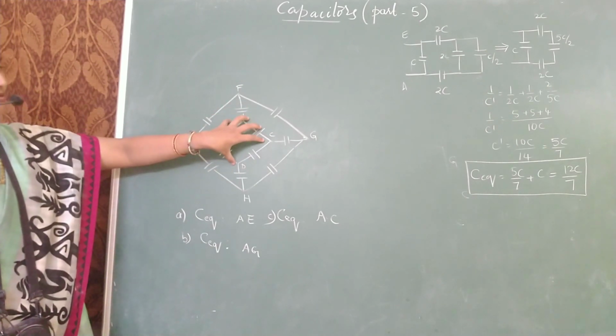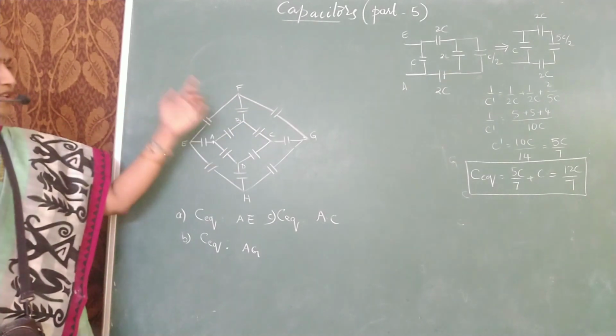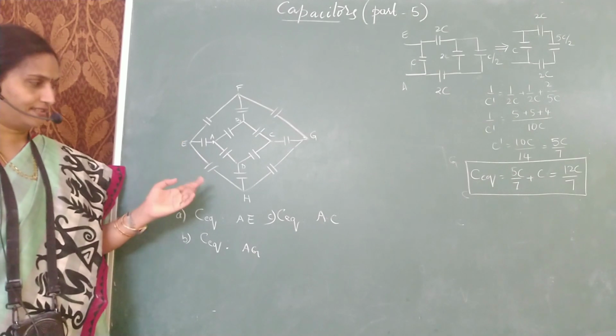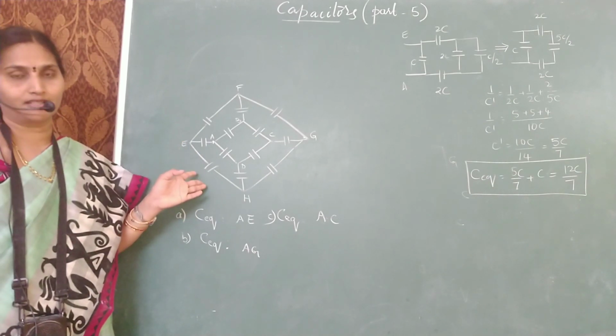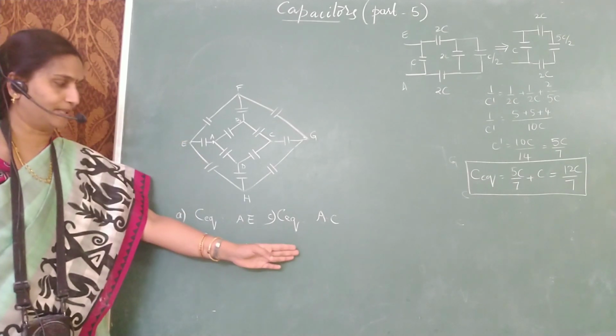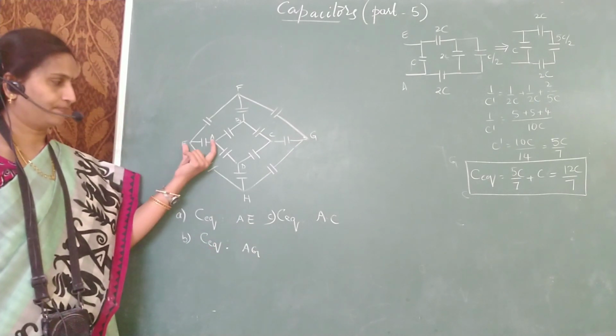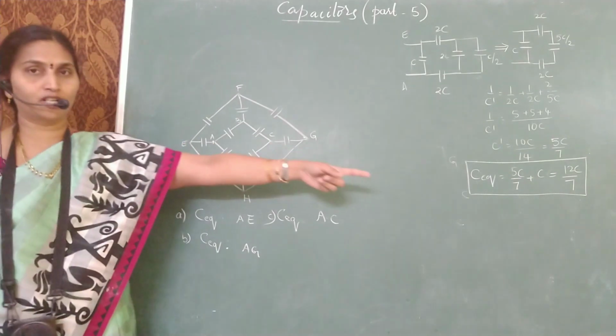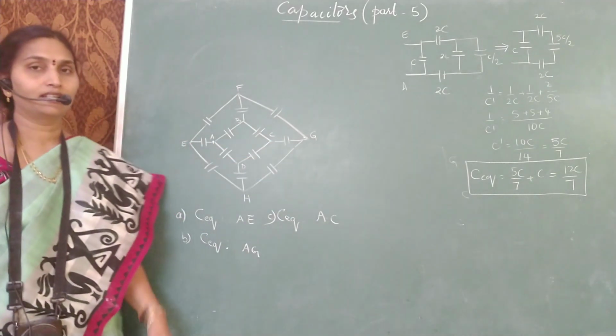I repeat, pull this outside the board. 4 squares on the top, 4 on the plane. These are vertical. This is nothing but a cubical network. And just now we have solved for all 3 of them. Look at what is AE. Is it one edge of a cube? For one edge of a cube, we have got the answer already. It is 12C by 7.